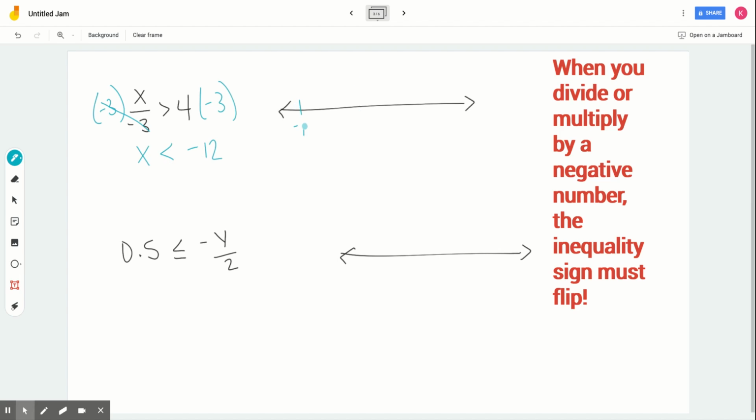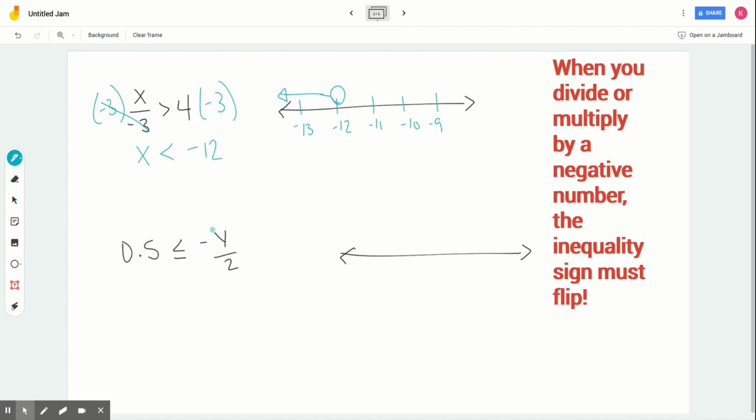Now again, we're going to go ahead and put this on the number line to graph our solution. So since it is less than -12, we use an open circle and shade to the left.